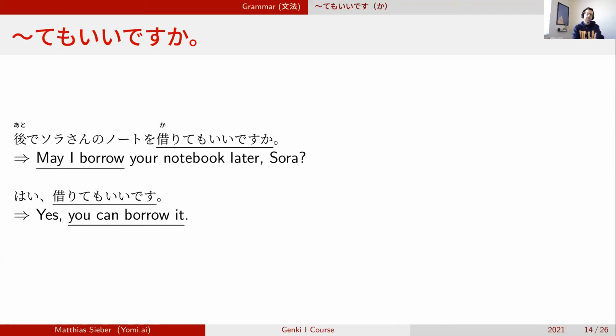So in a sense, karite mo ii by itself just means the permission to borrow, right? Asking 借りてもいいですか? May I borrow? 借りてもいいです. It's okay to borrow. You can borrow it. Okay. So all of this is a verb in its te form followed by もいいですか? Or もいいです.